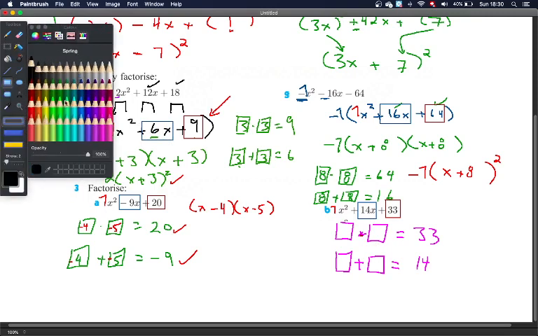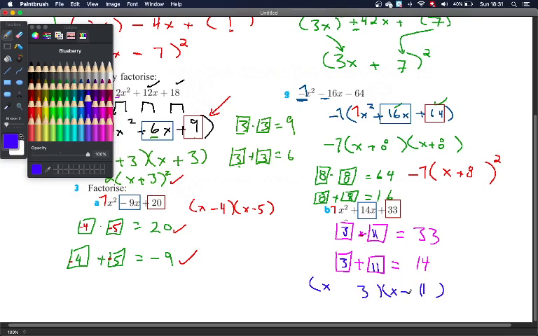So let's go back to this one. Two numbers that multiply to get 33 and add up to get 14. I know that 3 times 11 is 33 and 3 plus 11 is 14. So I put my brackets here. I have my x, I have my x, and I have my 3 that goes there, and I have my 11 that goes there, like so. All right, and now we have it fully factorized.